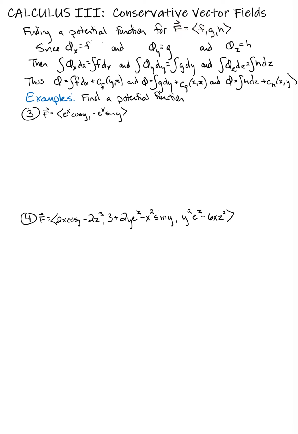Our potential function, if you remember the definition, I'll call phi, and the definition of a potential function means that the first partial with respect to x of phi is going to equal f, the first partial with respect to y will equal g, and the first partial with respect to z will be equal to h. So if I take the first partial derivative with respect to x, I get the first component of F. If I take the first partial with respect to y, I get the second component. And if I take the first partial with respect to z, I get the third component. That's the idea of a potential function.